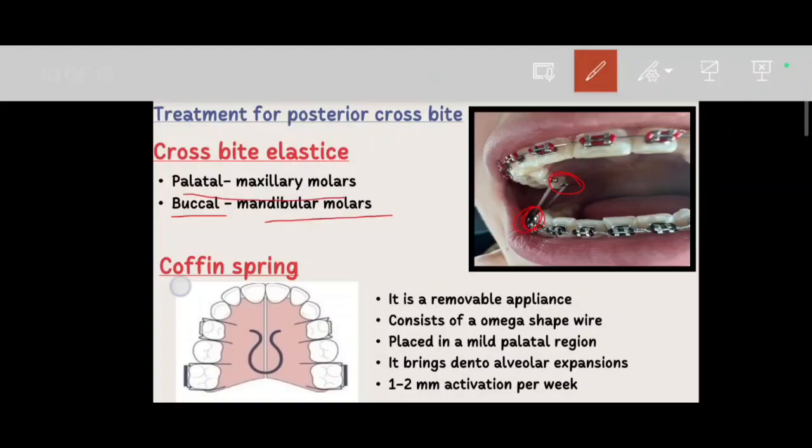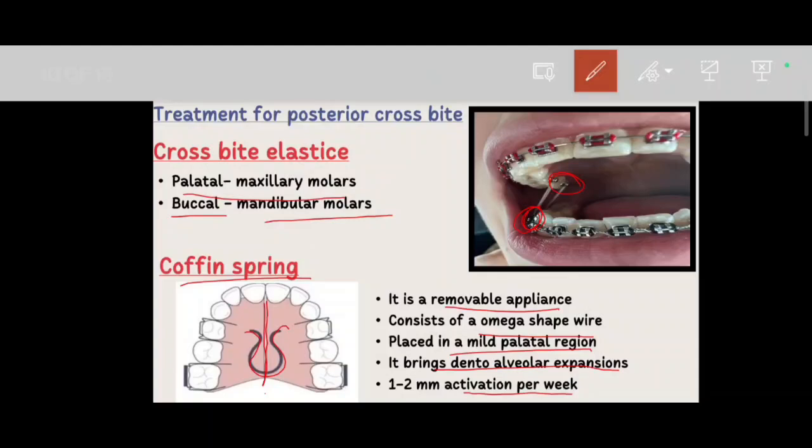Second, another method is coffin spring. It is a removable appliance. It consists of an omega shaped wire, placed in the mid-palatal region. It brings dentoalveolar expansion, with 1 to 2 mm activation per week.